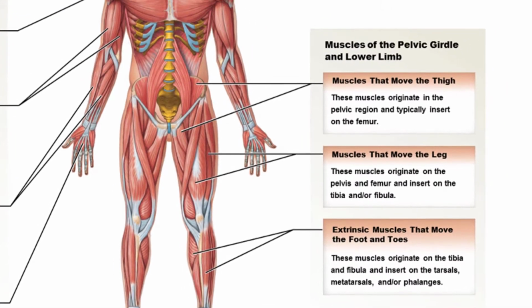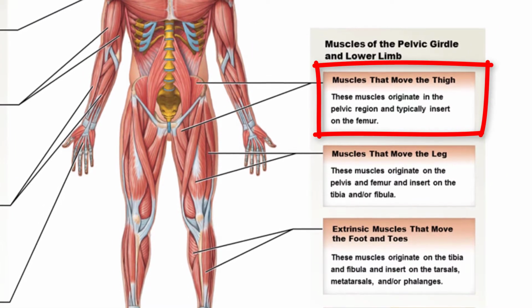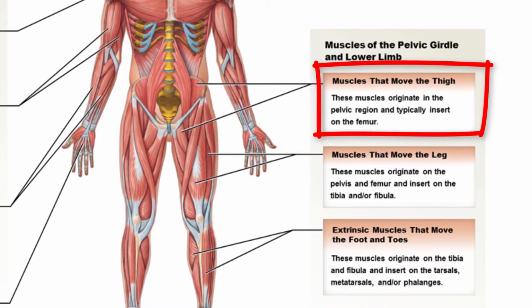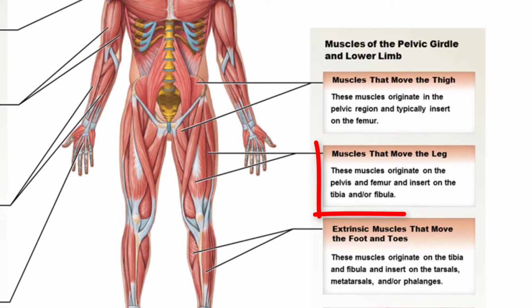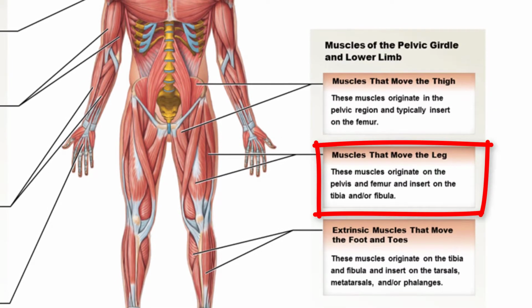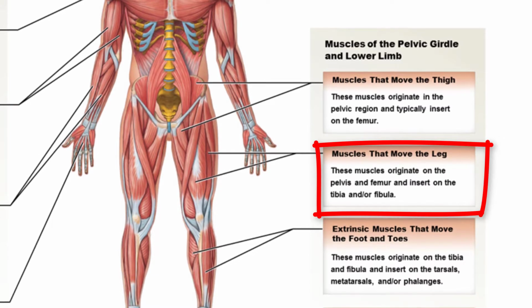The muscles of the pelvic girdle and lower limb include the muscles that move the thigh. These muscles originate in the pelvic region and typically insert on the femur. The muscles that move the leg originate on the pelvis and femur and insert on the tibia or fibula.